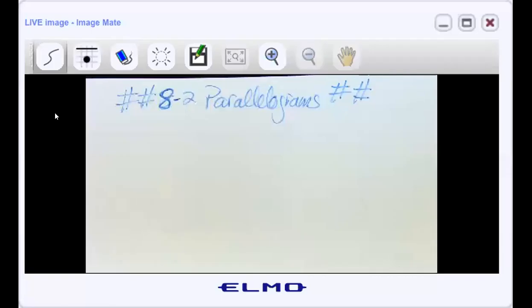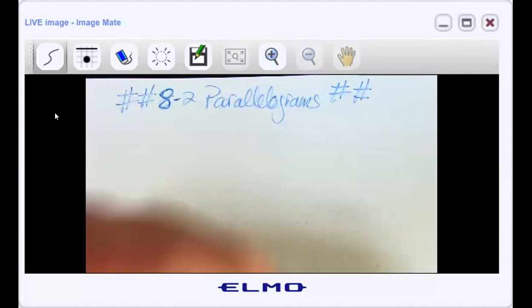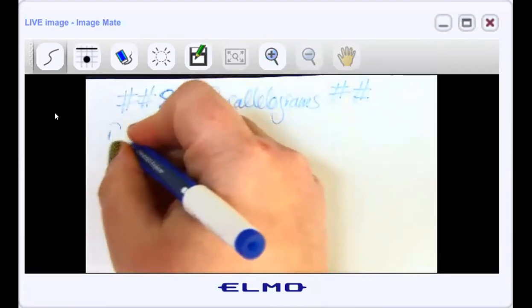Okay, so we remember from yesterday, hopefully, that for parallelograms, the definition is that it's a quadrilateral with two pairs of opposite sides that are parallel. That's all you need to fulfill the definition. Okay, so I'm going to rejot that down.